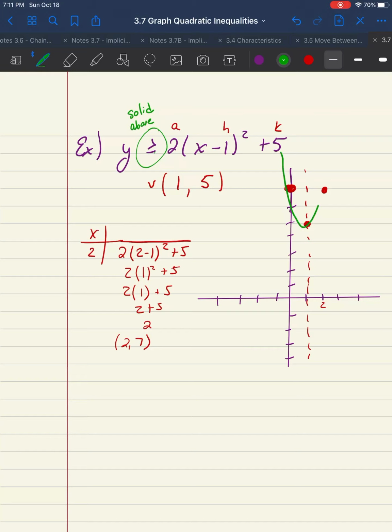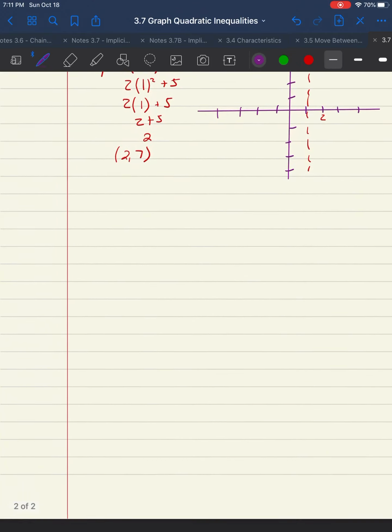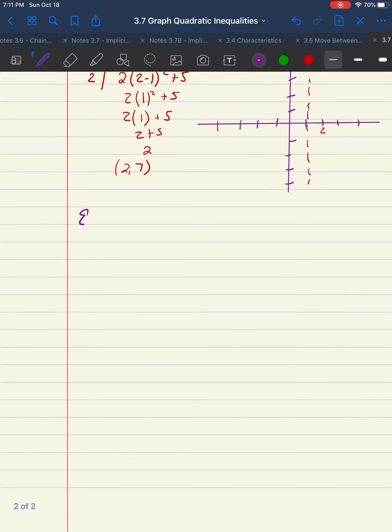My line of symmetry is nice because then I can just reflect over my line. But now I have to decide what kind of curve I am going to draw, solid or dotted? I have equal to, so I'm going to do solid. And this is greater than, so that means I'm going to shade above. So solid curve. Shading above is going to end up being on the inside of my parabola.